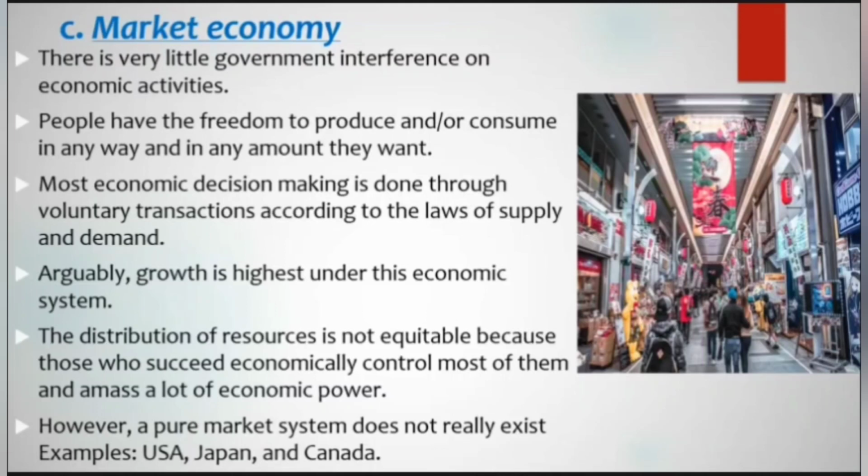However, a pure market system does not really exist. Yung pure free market economy na walang papel talaga ang gobyerno ay imposible dahil kailangan ang pamahalaan lalo na sa pag-collect ng taxes at pagbibigay ng serbisyong pampubliko. Because the government inevitably has to intervene through laws and policies. Examples: USA, Japan, and Canada.